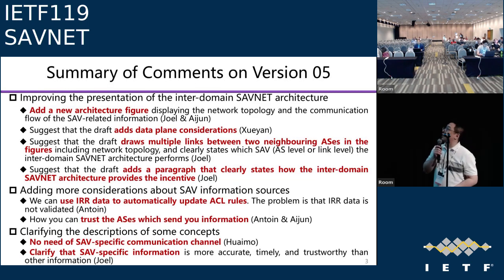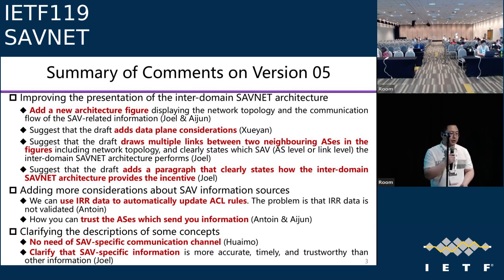Okay, here is a summary of the comments on version 07. We have grouped them into 3 categories. The first one is to help improve the presentation of the inter-domain SAVNET architecture. Both Zhou and Aijun suggested that the draft should add a new architecture figure displaying the network topology and the communication flow of the cell-related information.